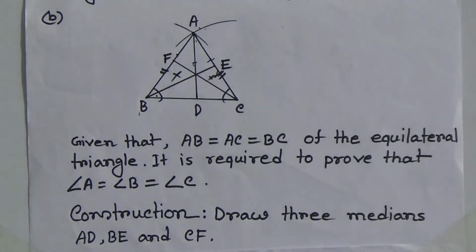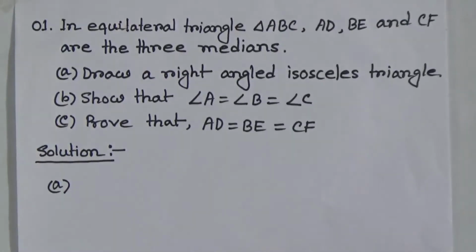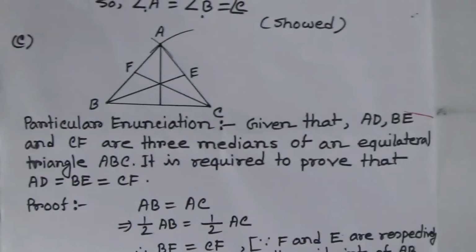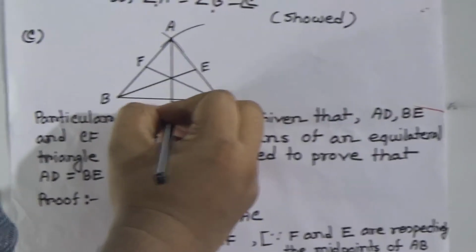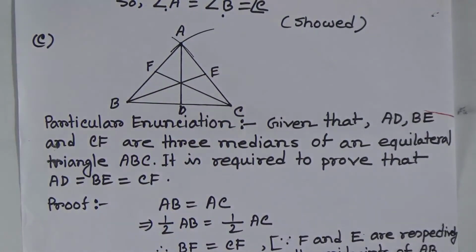Okay, question number C. Prove that AD equal BE equal to CF. That means we need to prove that the medians are equal. That means the three medians are equal. So first of all, we draw the same figure which is in question number B. That means at first we draw an equilateral triangle whose name is ABC. Then we draw three medians, median AD, after that median BE, after that median CF.